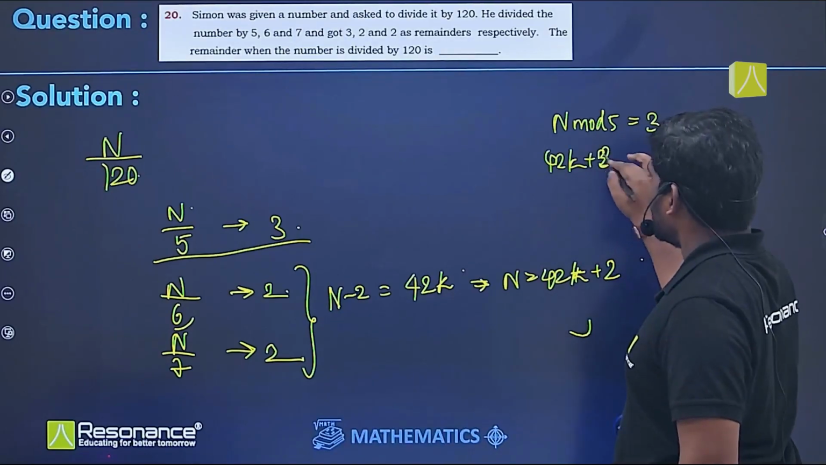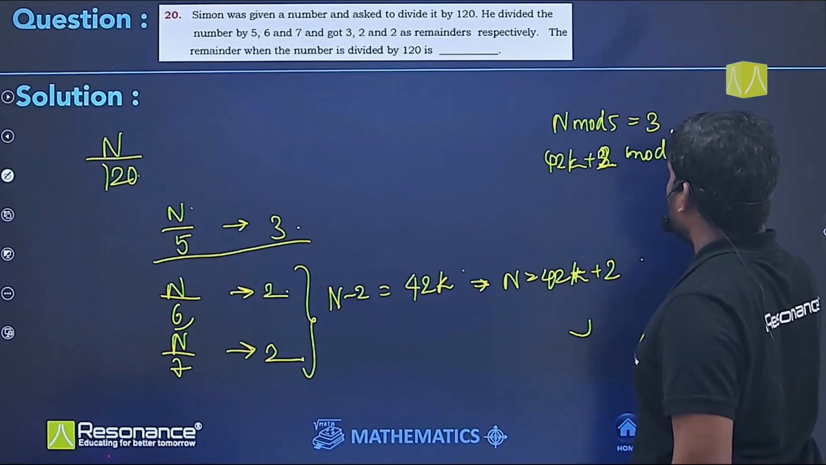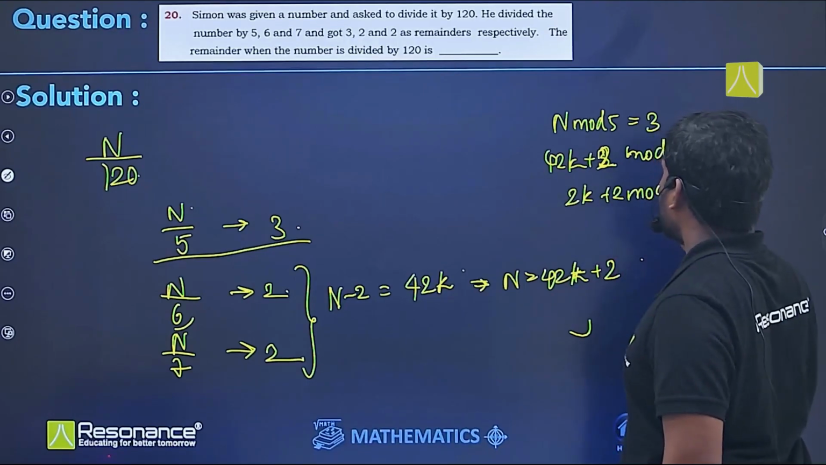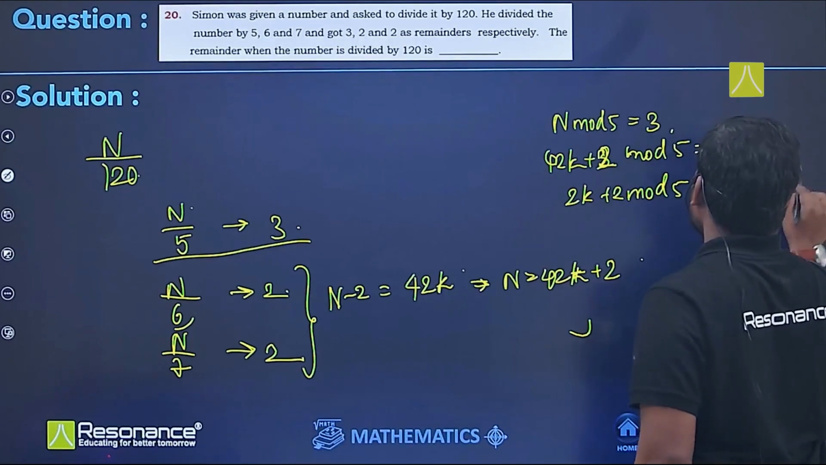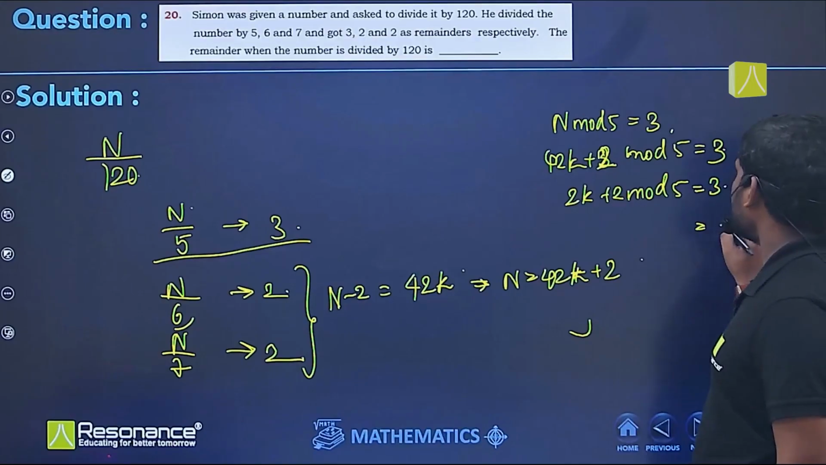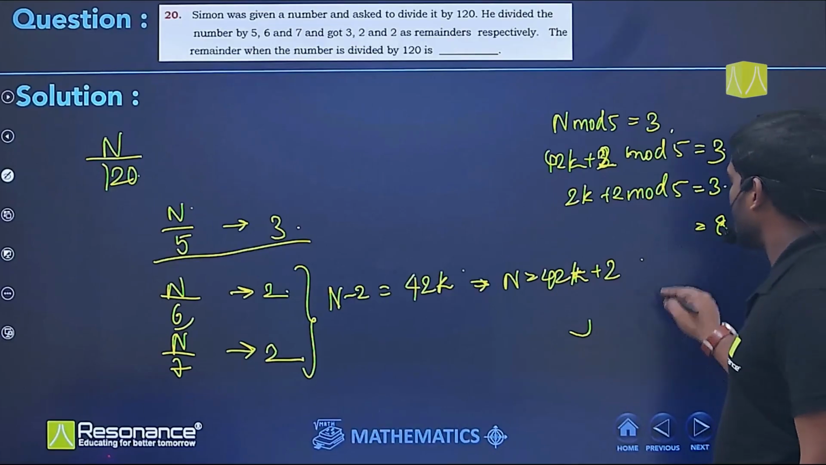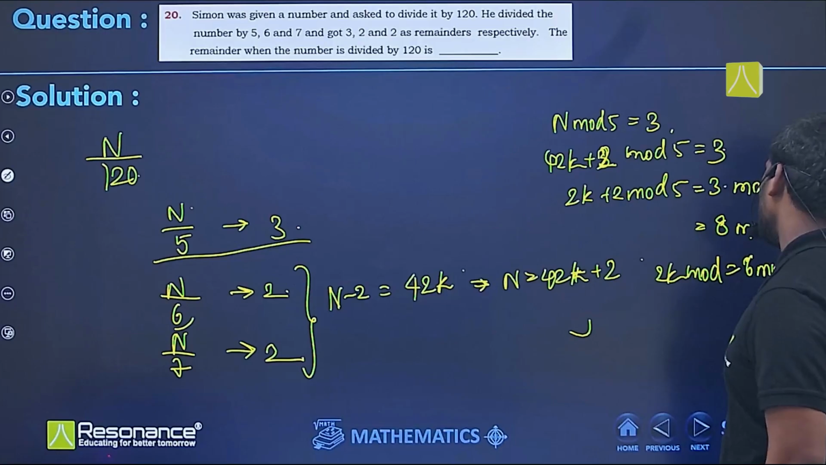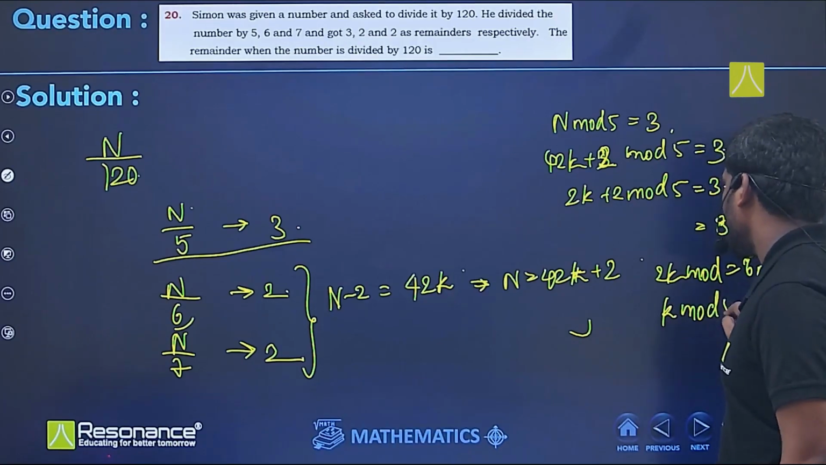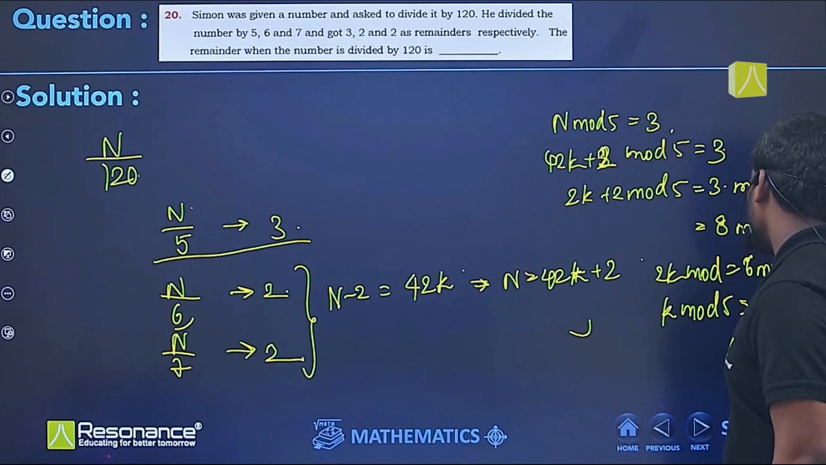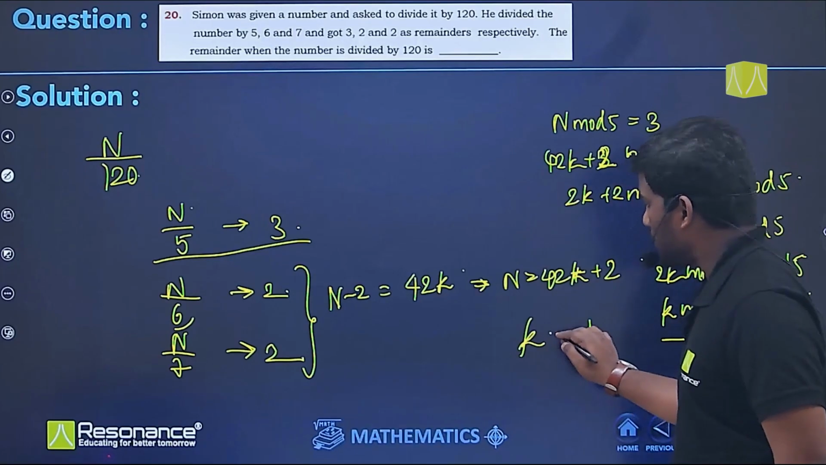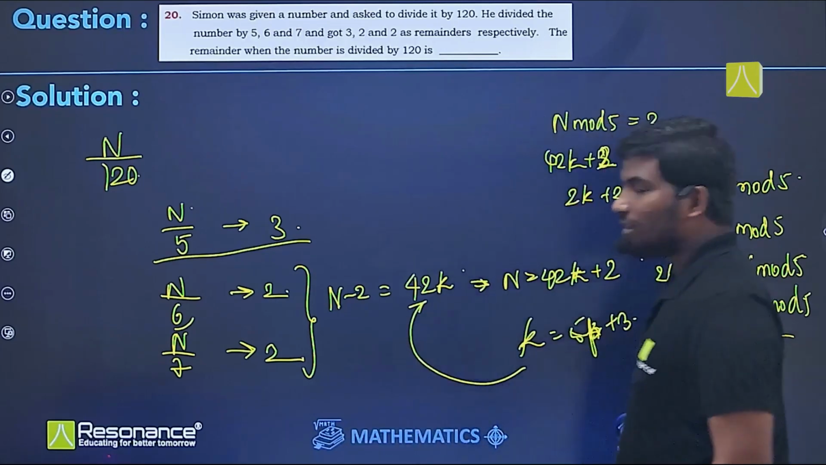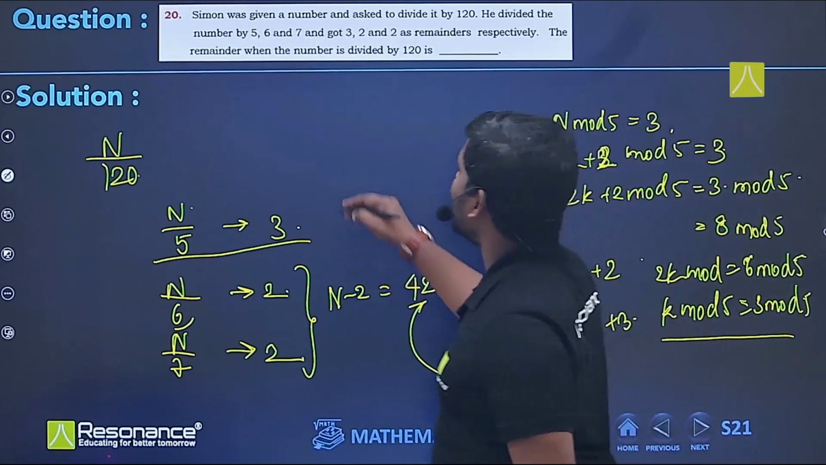42k plus 2 mod 5 is 3, which implies 40k goes out. So 2k plus 2 mod 5 is 3 mod 5. So 3 mod 5 could also be 8 mod 5. So 2k mod 5 is 6 mod 5. So k mod 5 equals 3 mod 5. Now k equals 5p plus 3. Substituting it back here, alright. Now substituting that back, what do we get?